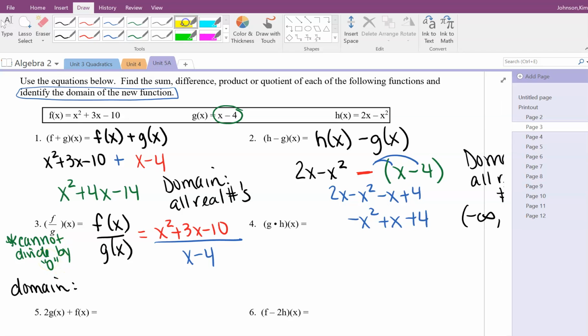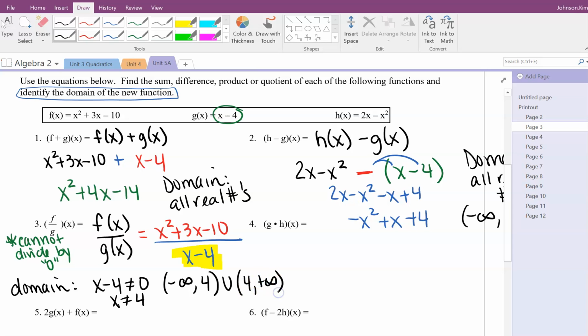So in other words, this value can't equal 0. So x minus 4 cannot equal 0, which means x can't equal 4. So my domain is all real numbers except 4. In interval notation, I'd go from negative infinity up to 4, and then from positive 4 up to positive infinity. It's also perfectly acceptable to just write all real numbers except 4.